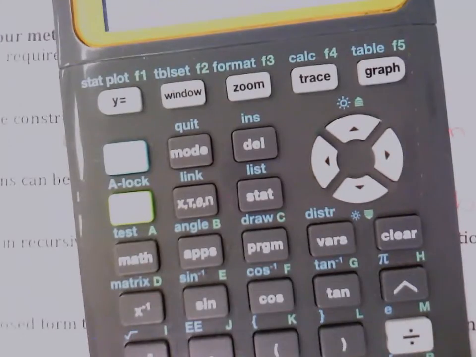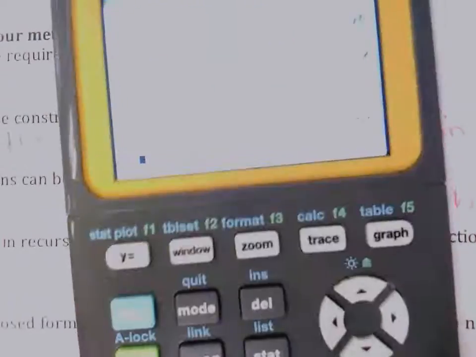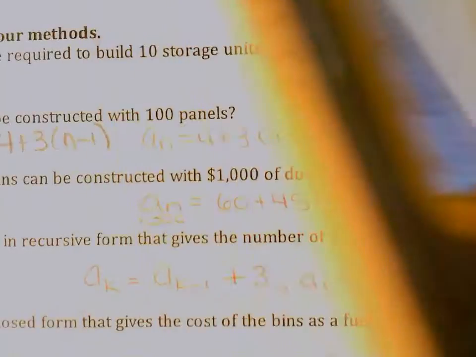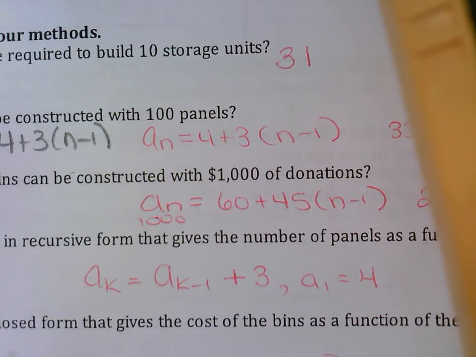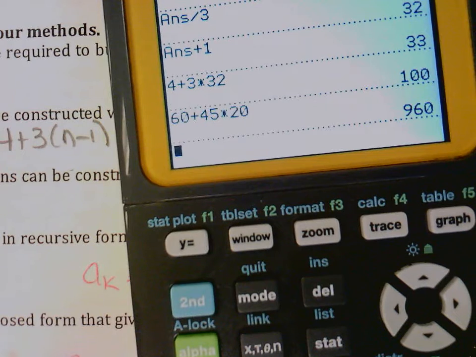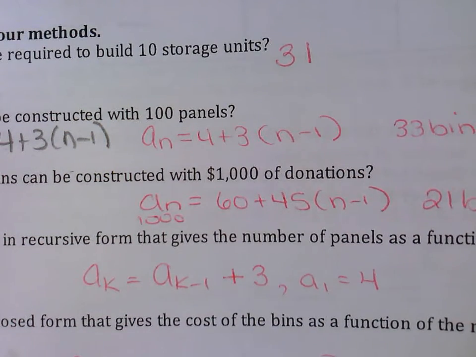Because if you do 60 plus 45 times, so I said my answer was 21 bins. So n minus 1 is 20. You're at 960. And if you go 1 bin too many, you're at 1,005. Is that what you said? Did you do it by guess and check, or did you use the formula? You used the table on the calculator.